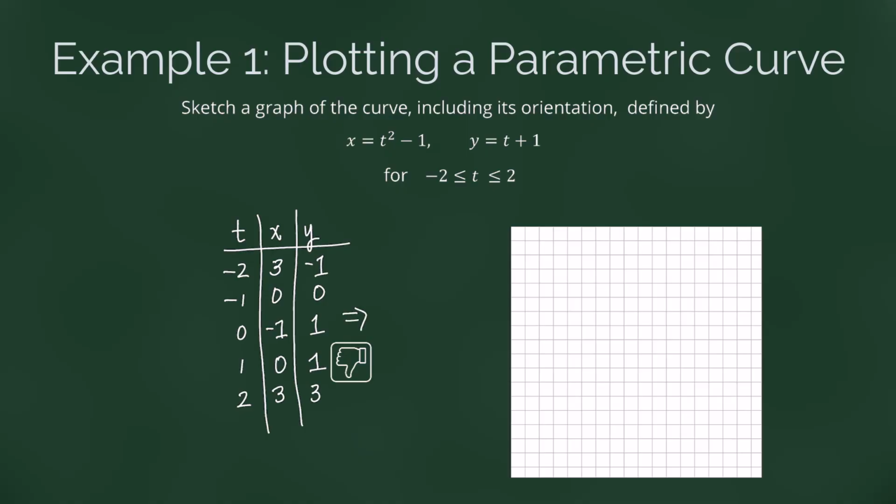This transforms into a set of points if we just look at the xy coordinates: (3, -1), (0, 0), (-1, 1), (0, 1), and (3, 3). These can then be plotted on a set of axes, just like we normally do in the Cartesian plane. So I'm going to plot the points (3, -1), (0, 0), (-1, 1), (0, 1), which, look at that, that should have been a 2.